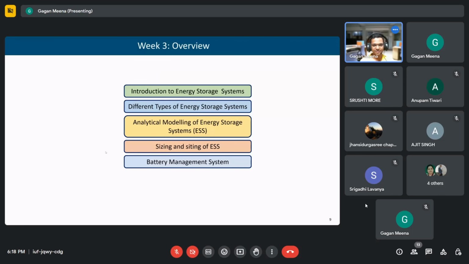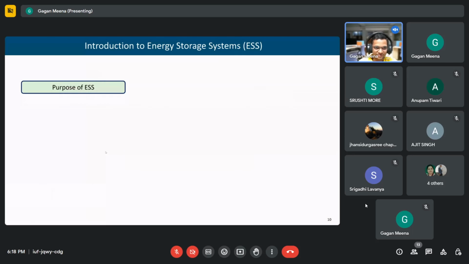First was an introduction to energy storage, then different types of energy storage, analytical modeling, sizing, siting, and battery management system. So introduction was first, and the purpose of storage was discussed. So what is the purpose of energy storage? Stabilization of voltage and frequency, the main purpose. But we already have some mechanism to do that. Why are we going for storage? To flatten the load curve, because we have to cater for peak load, and storage will help to cater to the peak loads. Yeah, that is one of the use cases.